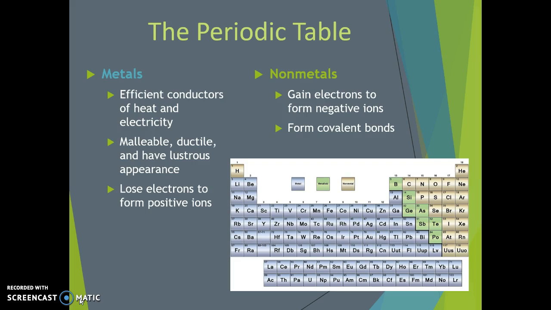The brown or tan elements are nonmetals. They tend to gain electrons to form negative ions, or if they bond with each other, they form covalent bonds. The last category, the green tiles in the center, are metalloids, and they tend to possess properties of both metals and nonmetals.